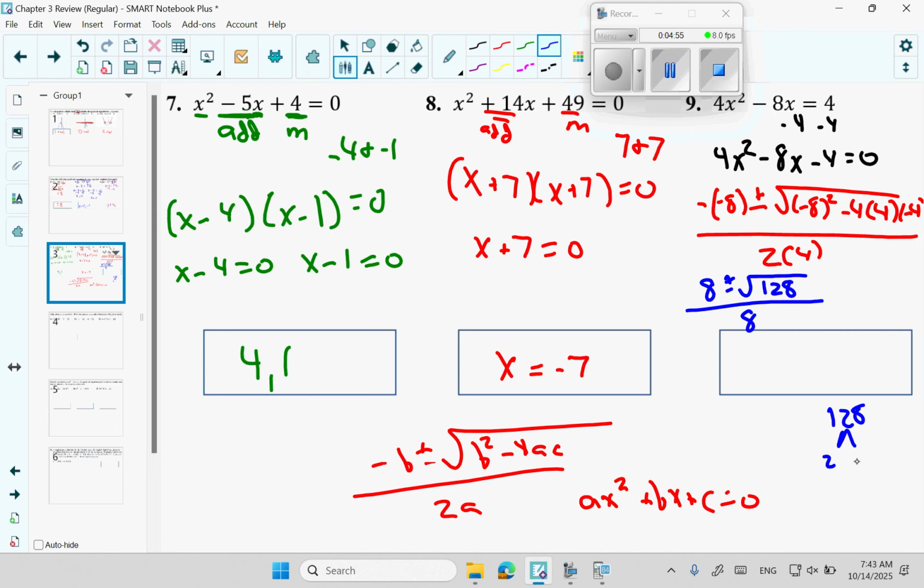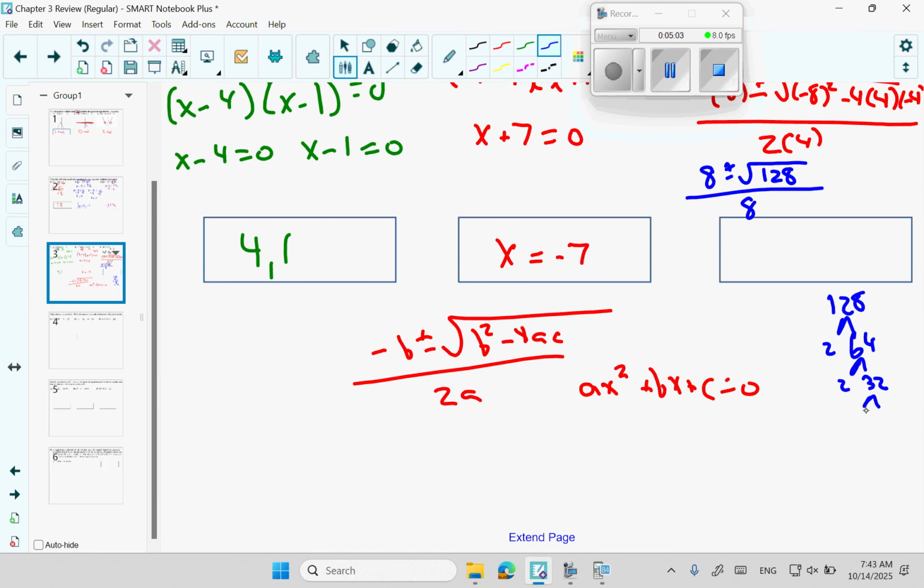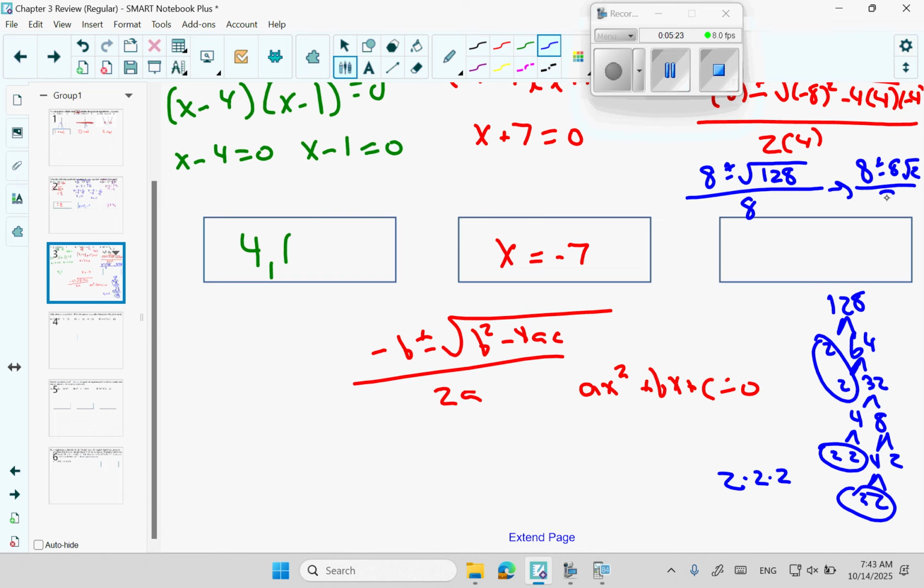So that'd be, what, 64, 2, 32, 4 and 8, 2, 2, 4 and 2, 2, 2. Pair of twos, pair of twos, pair of twos. So I get 2 times 2 times 2 on the outside, which would be 8. So we're going to get 8 plus and minus 8 square root 2 all over 8. And I can divide all three of these numbers by 8. So I get 1 plus and minus 1 square root 2.